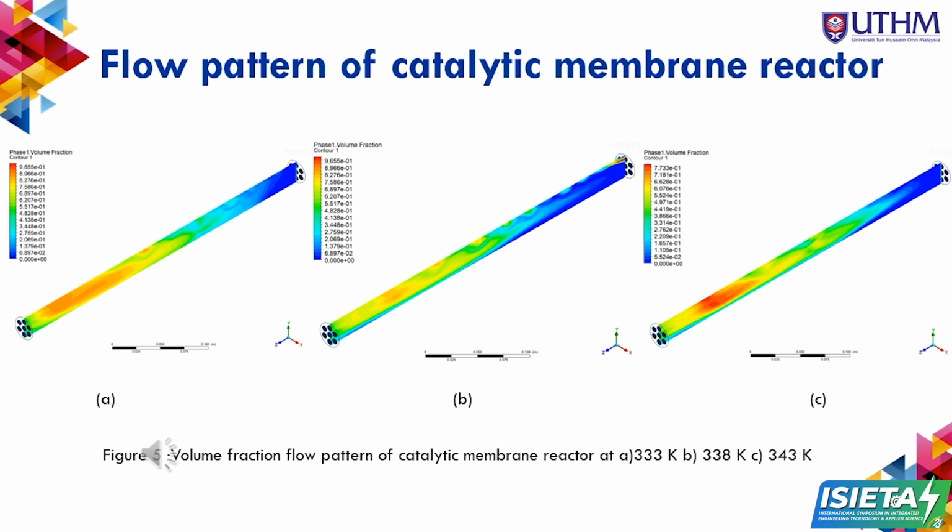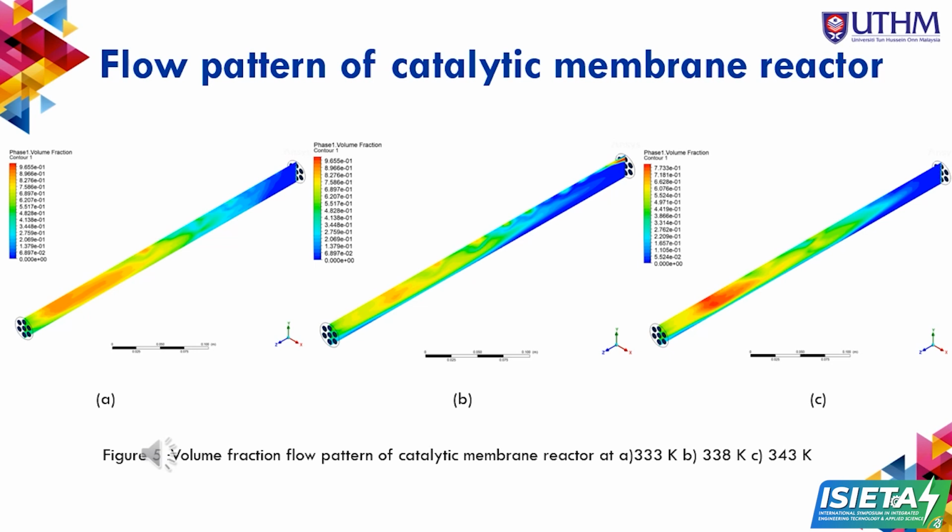In addition, 333 Kelvin and 338 Kelvin achieve the highest volume fraction, which is 9.655E1, meaning that they produce a good quality of biodiesel, plus the red contour shows that 333 Kelvin produces more biodiesel than the other temperatures. A higher volume fraction of biodiesel can increase the rate of the reaction, but can also lead to mass transfer limitations due to increased viscosity of the reaction mixture.